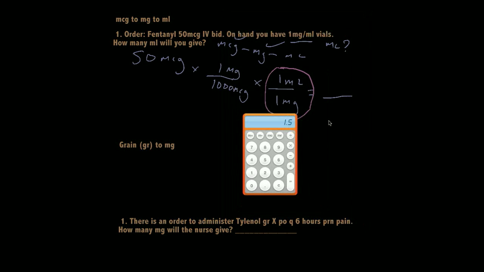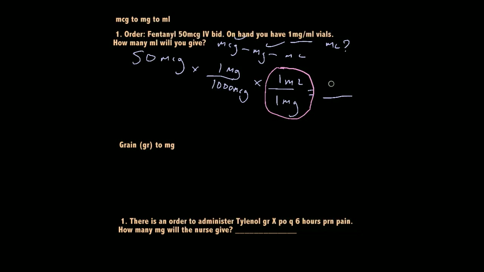So grab our calculator here now. Start with 50 micrograms times 1 divided by 1,000 times 1 divided by 1 equals 0.5. I think it was actually 0.05, wasn't it? Yeah, 0.05 milliliters. Milligrams cancel out. Micrograms cancel out. I'm left with milliliters. It's less than 1, so I go out to the thousandths, round to the hundredths. So that's my answer on that.